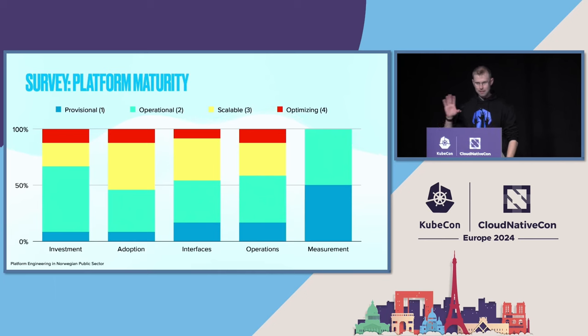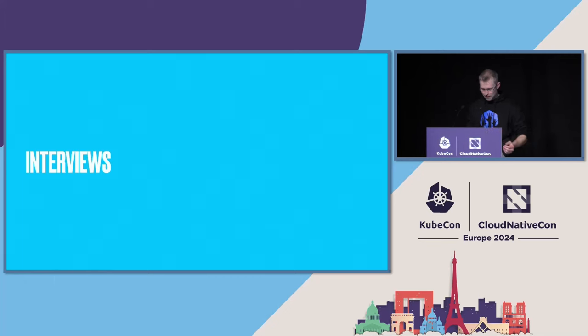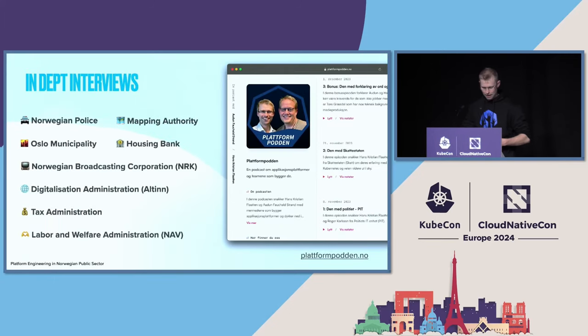So here we see the largest areas for improvement when it comes to platform maturity in the Norwegian public sector. The survey results resonate well with my own experience, not only in my part of the organization, but when talking with other agencies across Norway. And then we did some interviews as well. This is a part of a podcast I'm doing together with one of my colleagues. This is Odin Ston from the picture back in KubeCon Berlin. He's still with us, and we are doing this podcast here. And the first season was all about public sector in Norway.